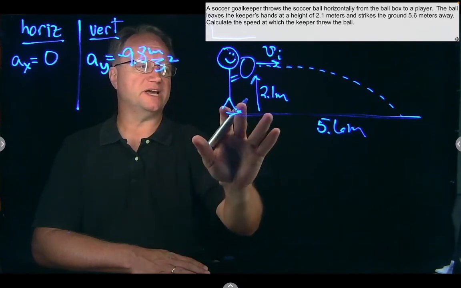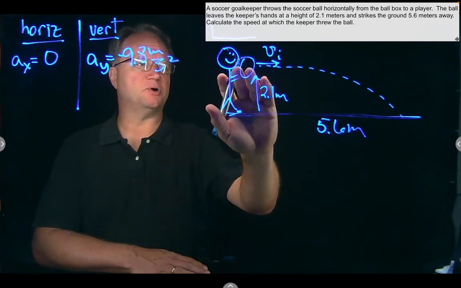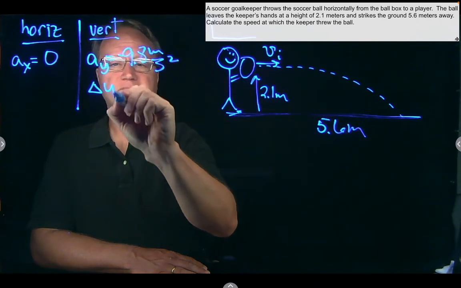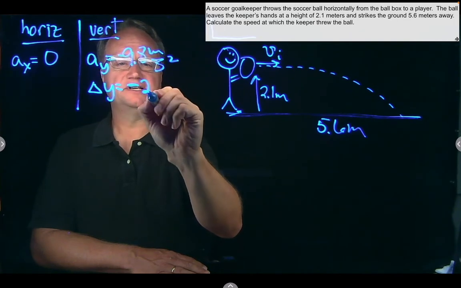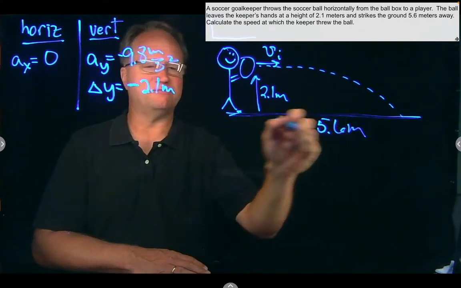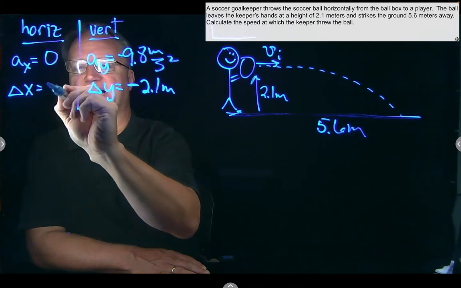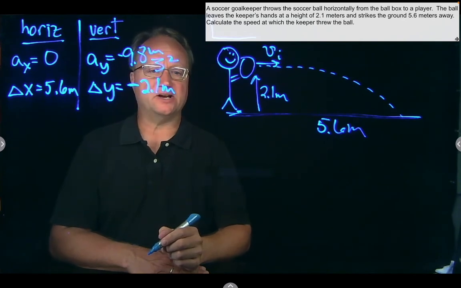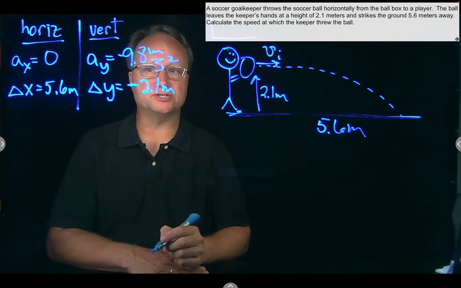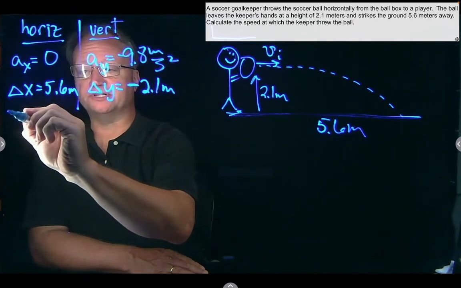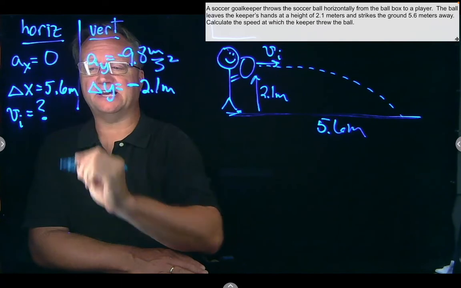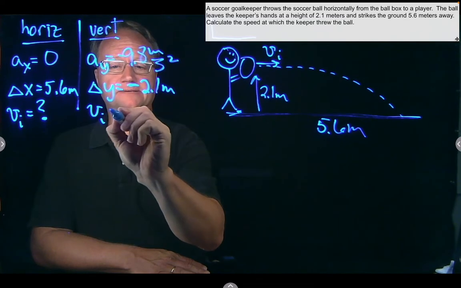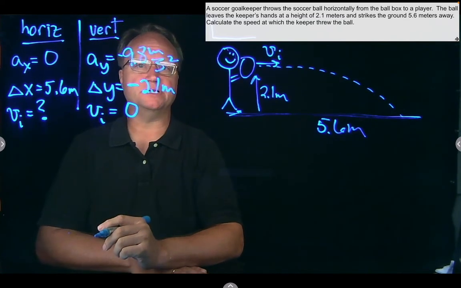We have here the two displacements. As the ball goes through its path, it will end up 2.1 meters below where it started. So delta y would be negative 2.1 meters, and 5.6 meters to the side of where it started, so delta x is 5.6 meters. Now, additionally, we do know that the ball is thrown horizontally. If it's thrown horizontally, then it does have a horizontal initial velocity, and that's what we're trying to find. However, if it's thrown horizontally, the initial vertical velocity is going to be 0.